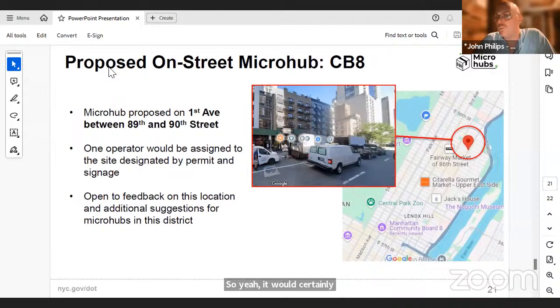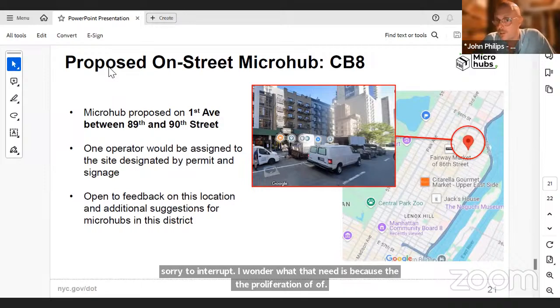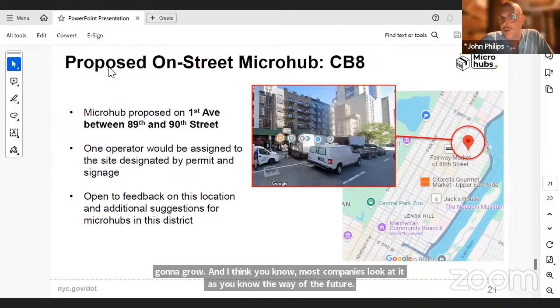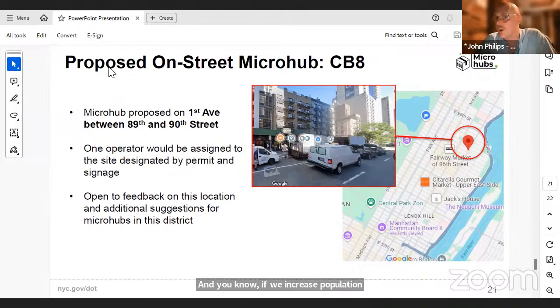I'm sorry to interrupt. I wonder what that need is, because the proliferation of the box delivery is probably going to grow. And I think most companies look at it as the way of the future. And if we increase population density in New York City, which is probably going to happen, then we're going to be increasing truck delivery or bike delivery density, and therefore we're going to need more and more space. And so that's why I asked these questions. But on that note, thank you for your answers.